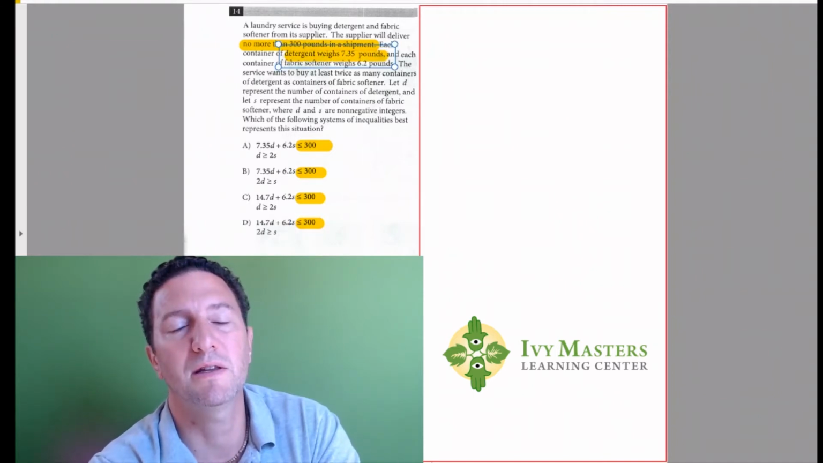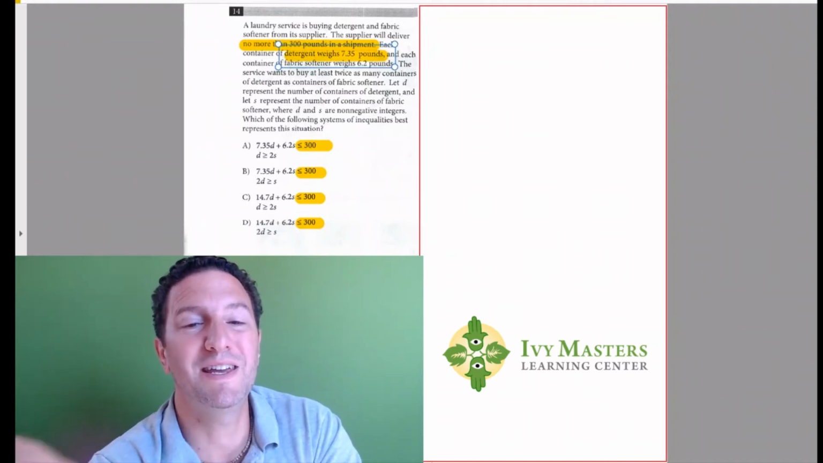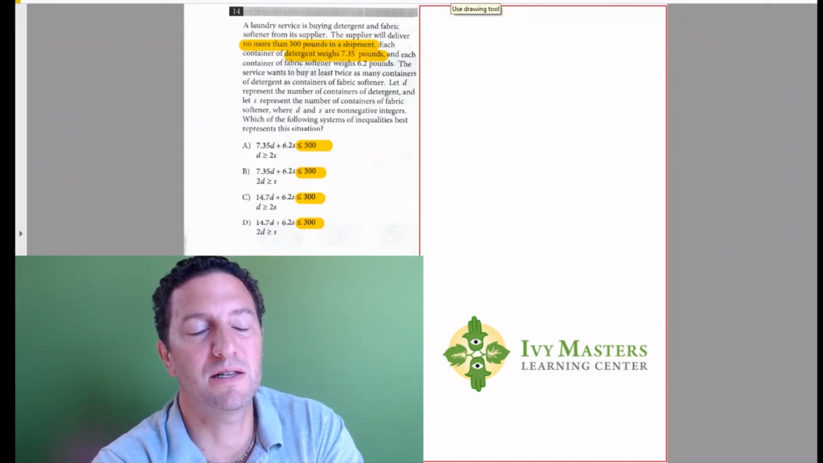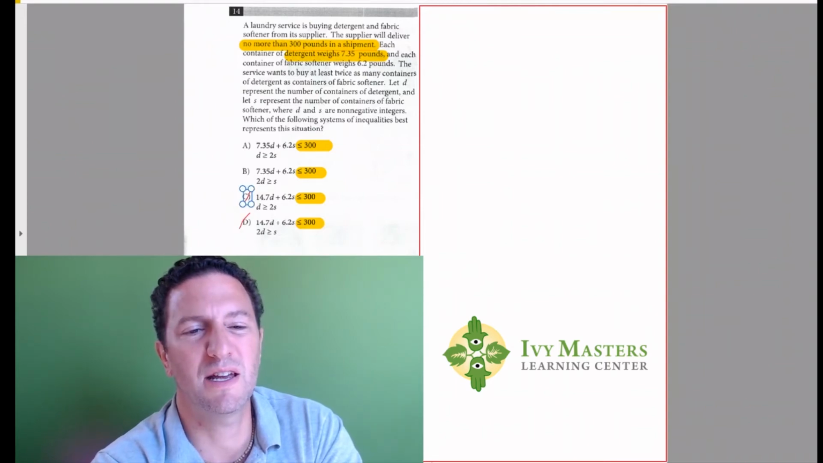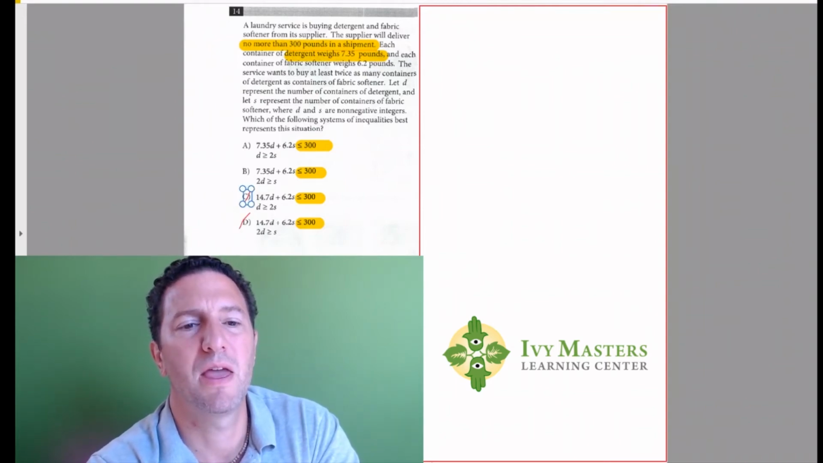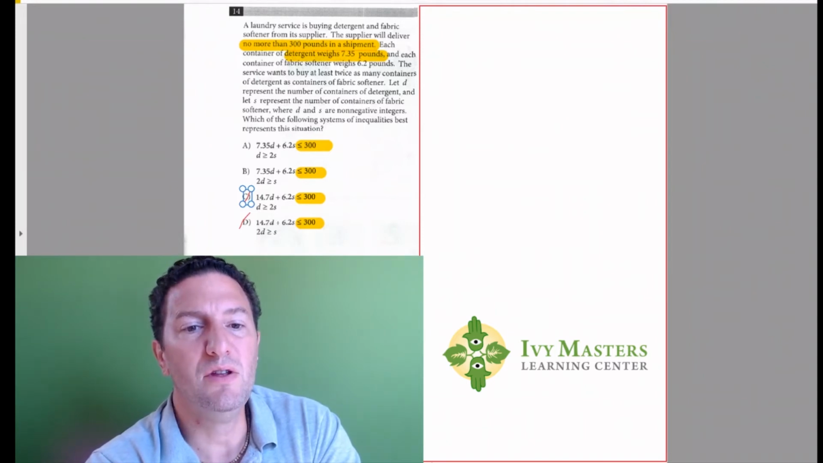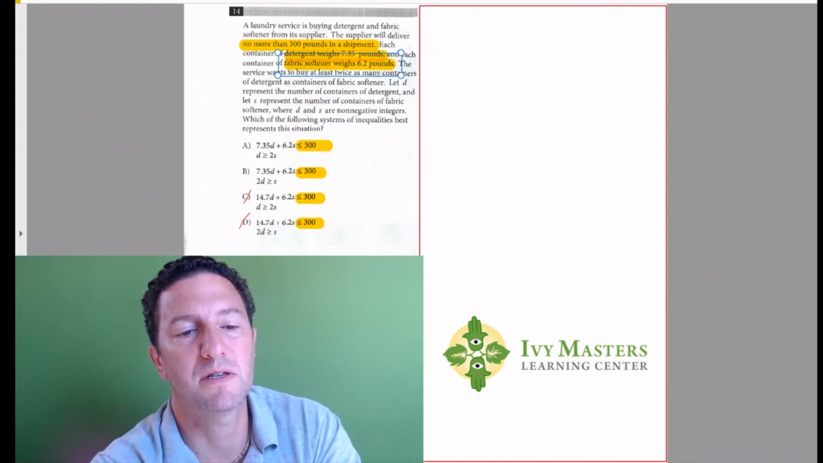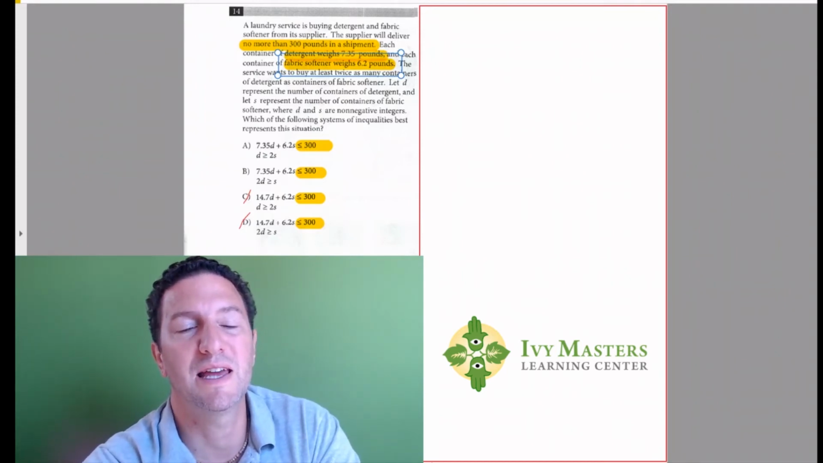So what I'm expecting is 7.35 to be attached to D. And we see that it's attached to D in answer choices A and B. In C and D, it's attached to 14.7 for some reason. So, next piece reads, and each container of fabric softener weighs 6.2 pounds. And so I'm expecting the 6.2 to be attached to the S, and it is.